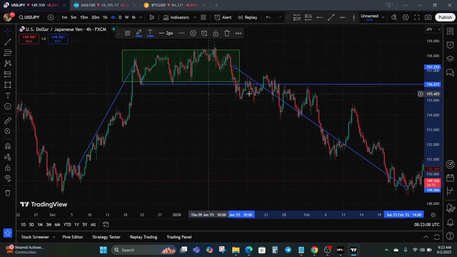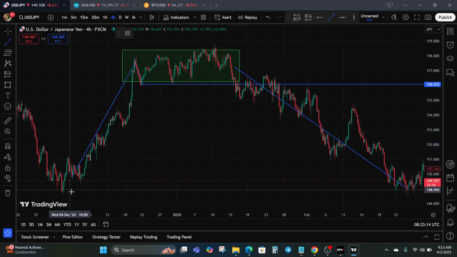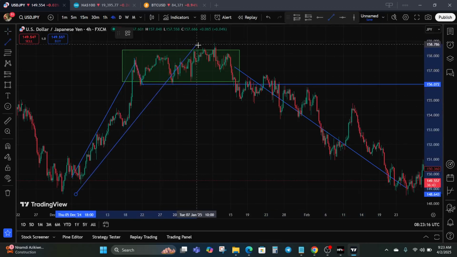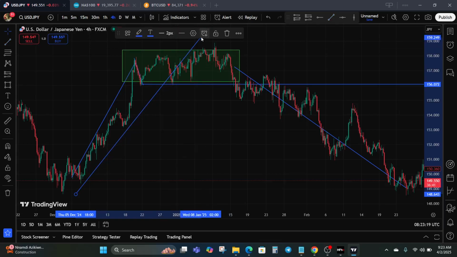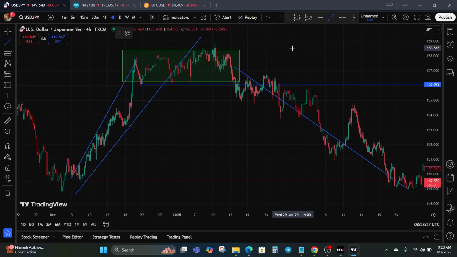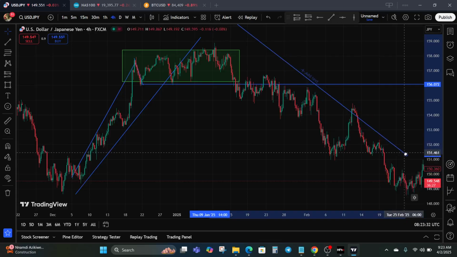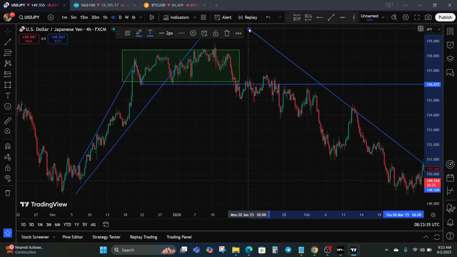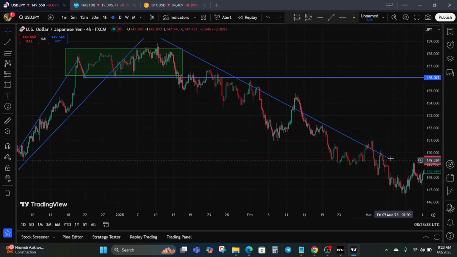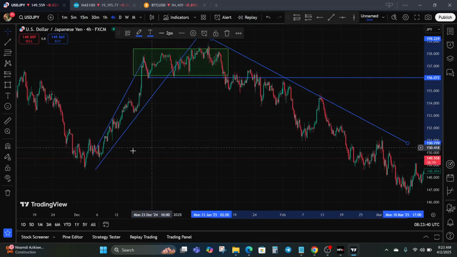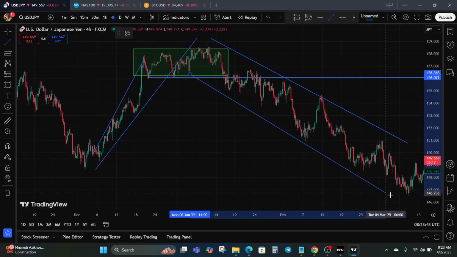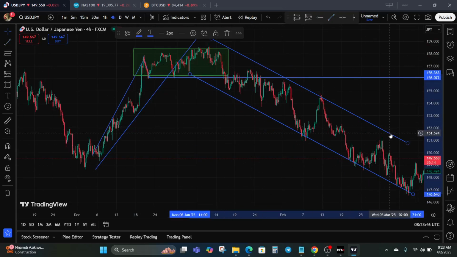So, for uptrend to downtrend, it is when higher highs and higher lows turn into lower highs and lower lows. So when higher highs and higher lows turn into lower highs and lower lows, then you have a bearish reversal. You have a reversal from an uptrend to a downtrend, like what happened here.